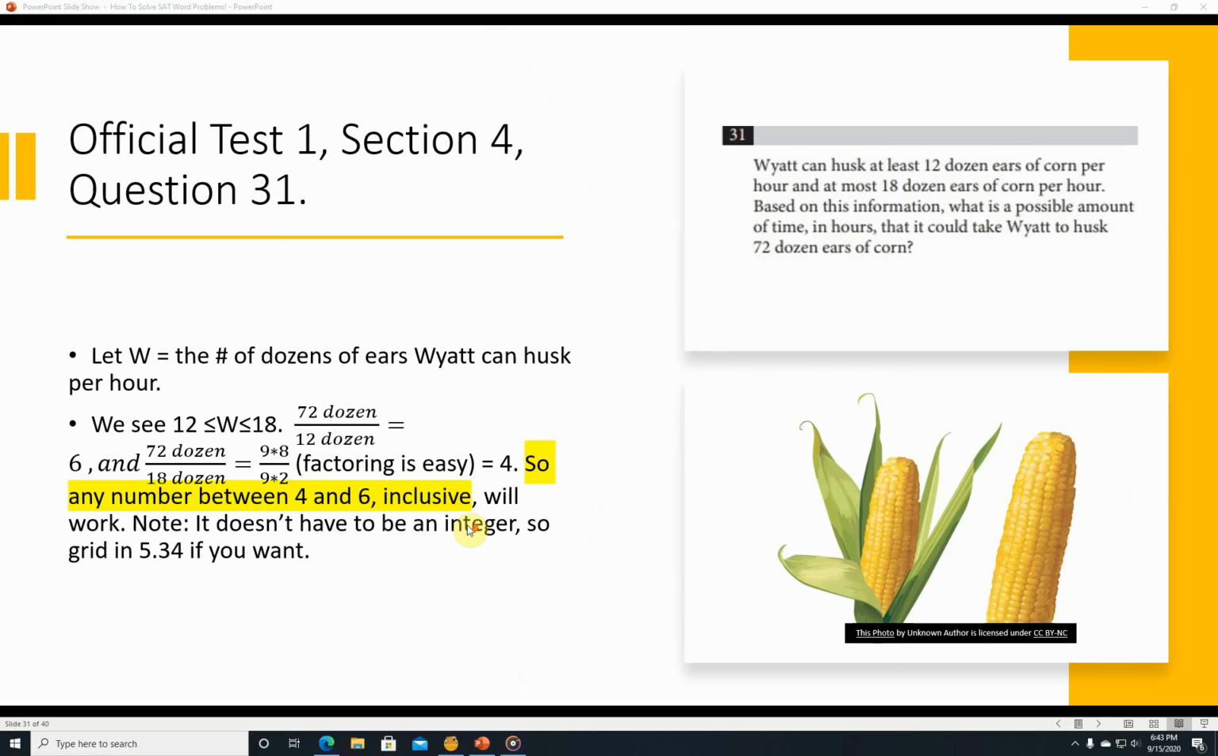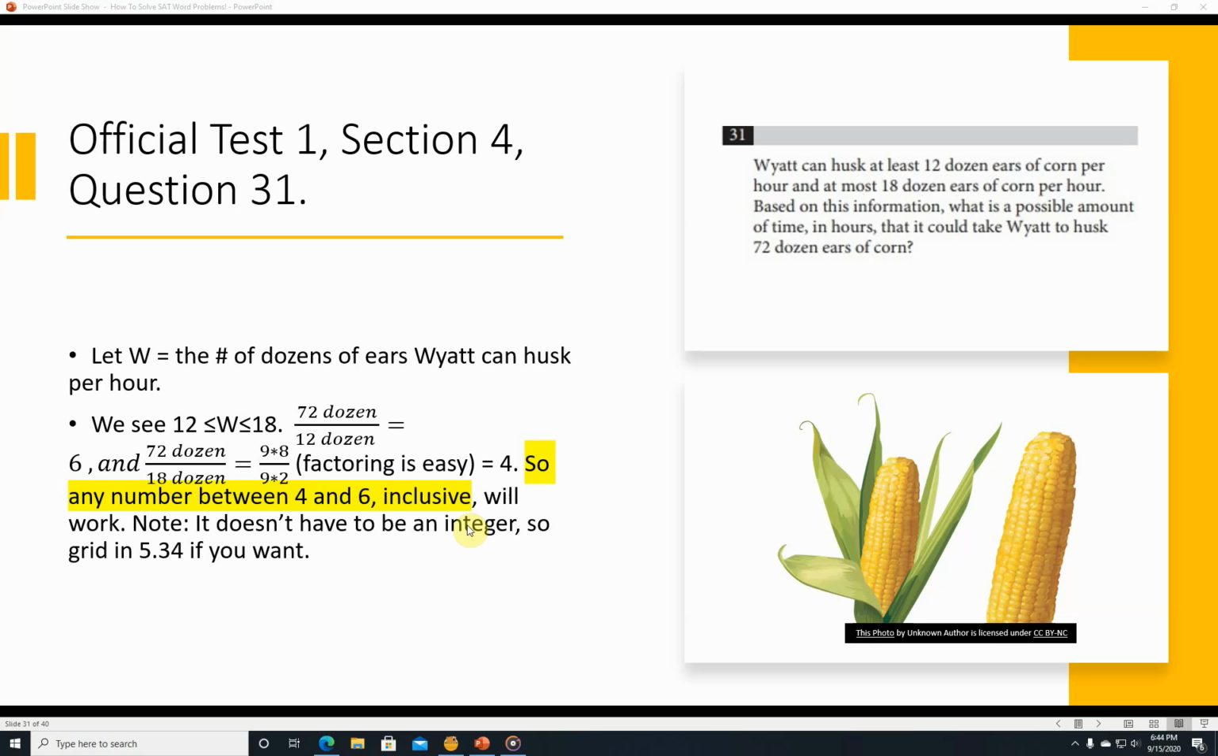All right, let's see if we can get this to go. Official test 1, section 4, question 31. Wyatt can husk at least 12 dozen ears of corn per hour and at most 18 dozen ears of corn per hour. Based on that information, what is a possible amount of time in hours that it could take Wyatt to husk 72 dozen ears of corn?